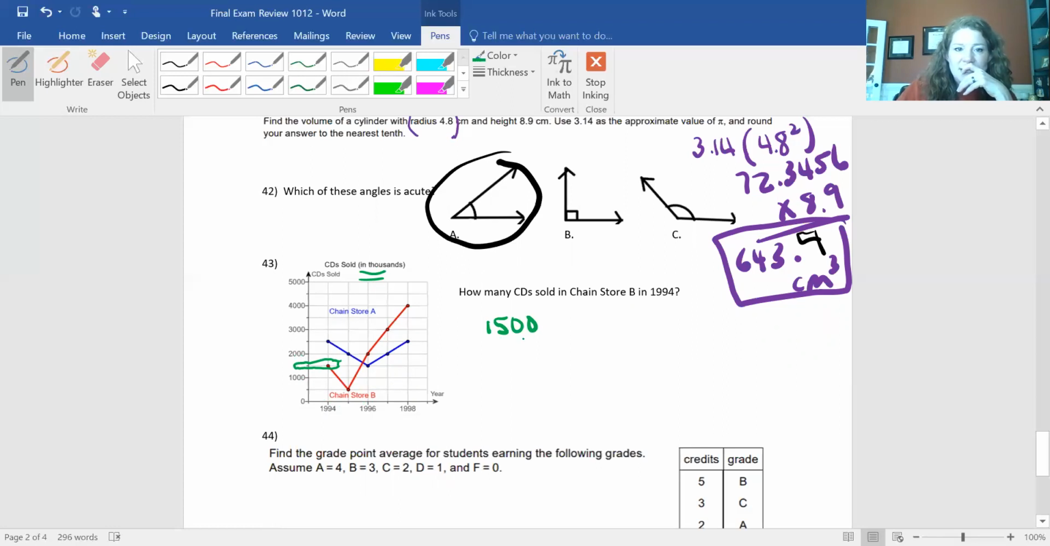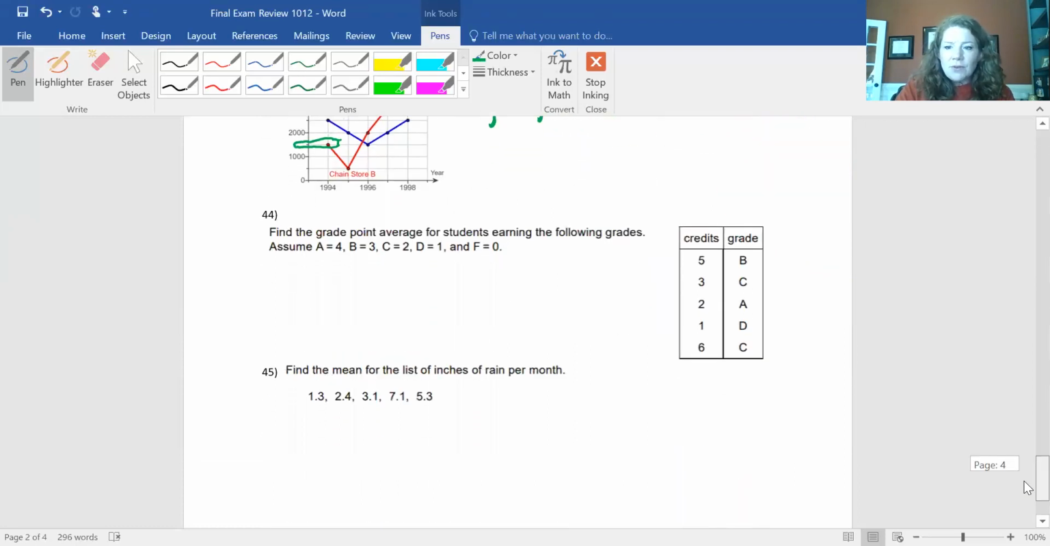1,500 thousands. Well, that 0 is in the thousands place, which means we have to add 3 more zeros. So 1,500 thousands is the same as 1.5 million, or 1,500,000 CDs. All right. So make sure you read your key or whatever, your conversions. Number 44. Oh, look, we're almost done.